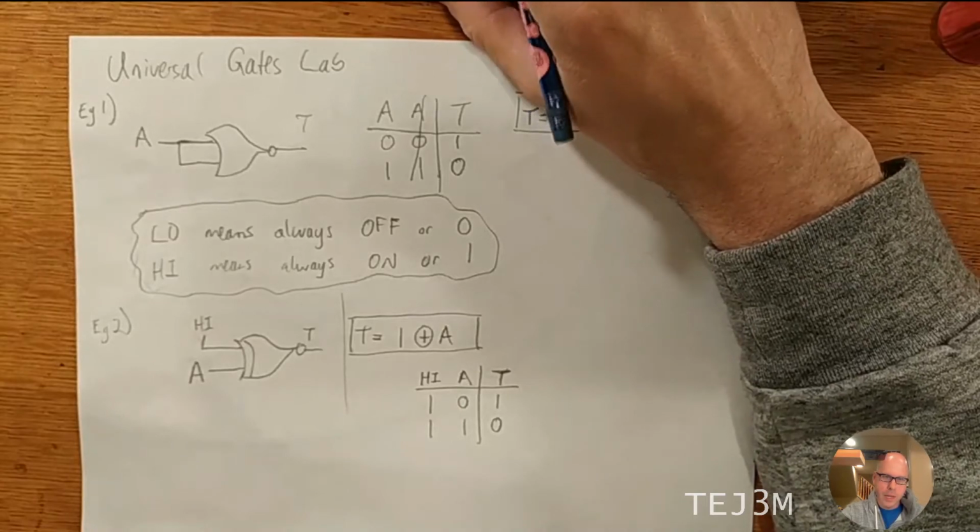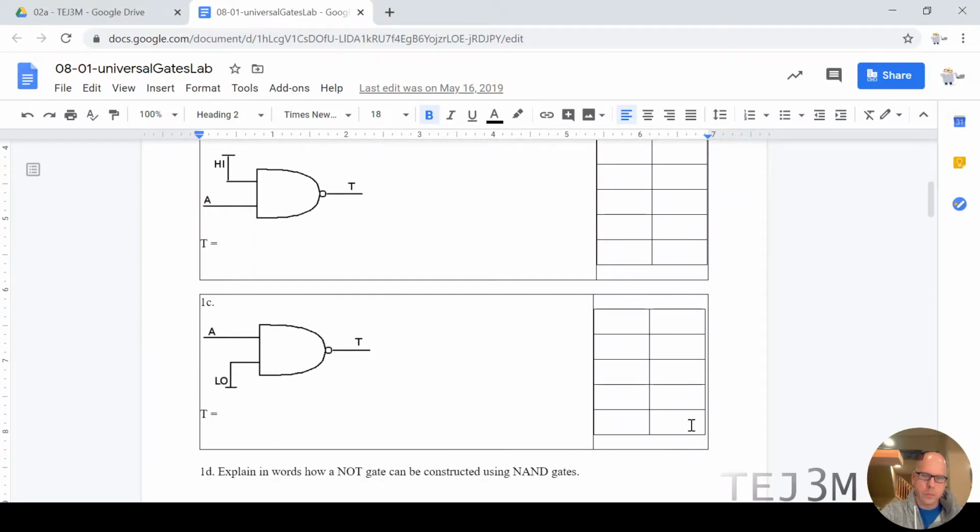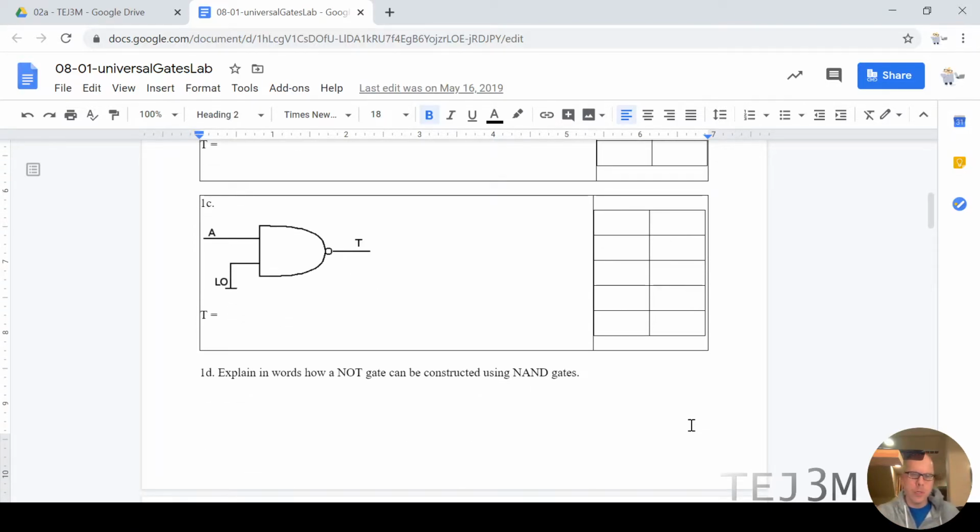The rest of the, let's go to the browser now. The rest of the sheet, well, 1C is very similar. It just has low. Low is always off. Low always 0.